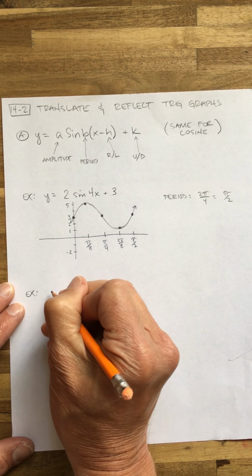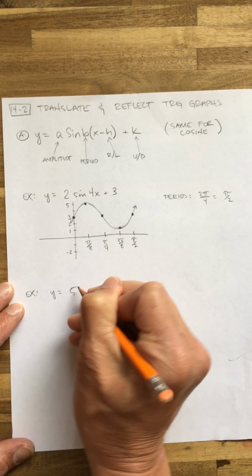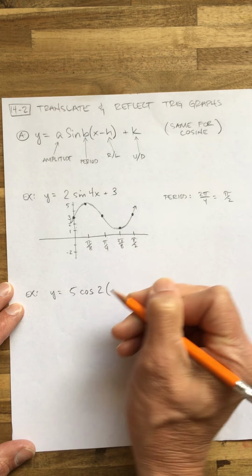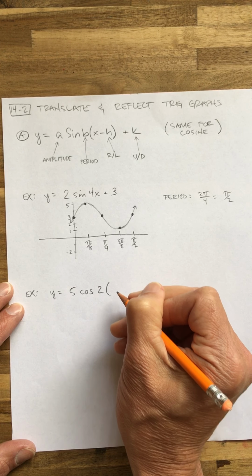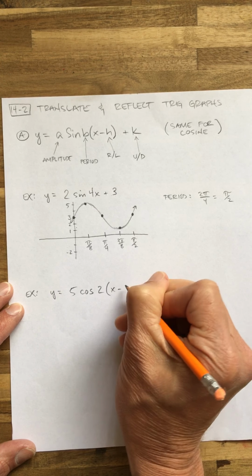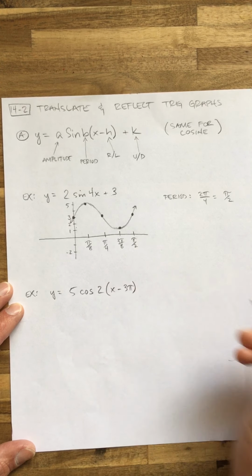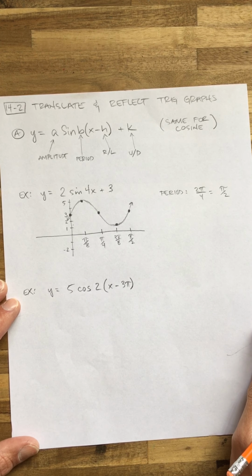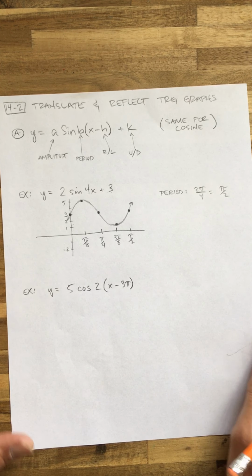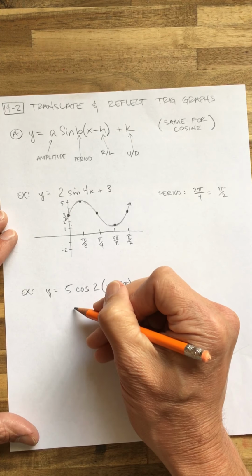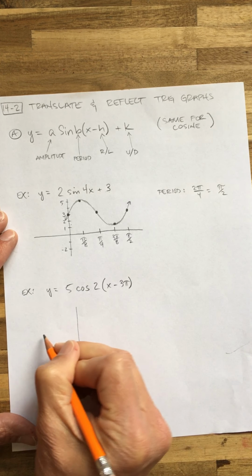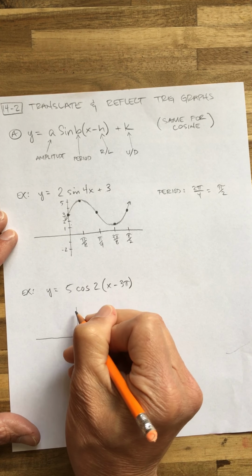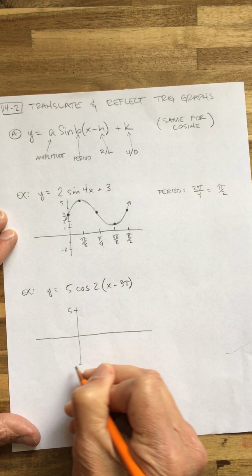So here we go. We have y equals 5 times the cosine of 2 times x minus 3 pi. Okay. All right, let's see what happens. So first things first, I usually kind of just sketch this out a little bit. I know that my amplitude is 5, so I'll go ahead and put a 5 here, and I'll put a negative 5 down here.